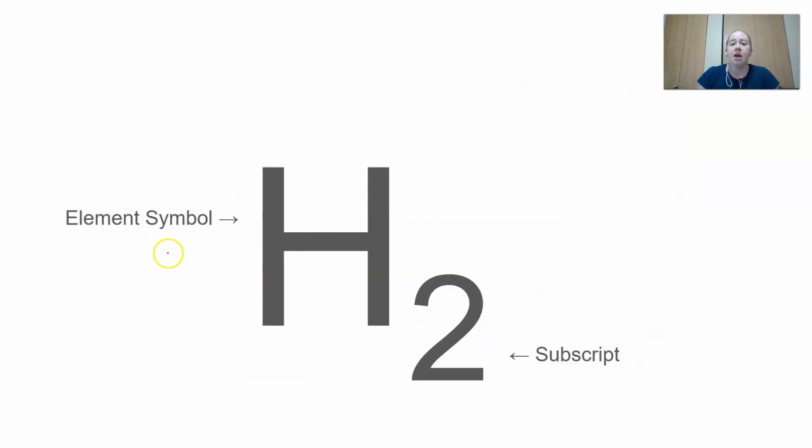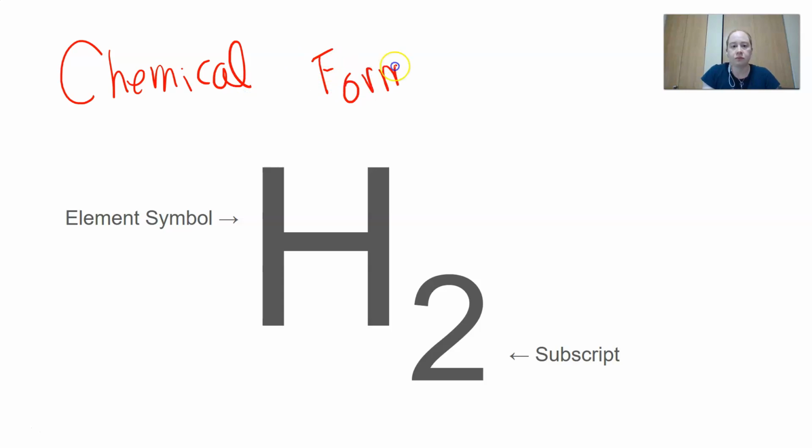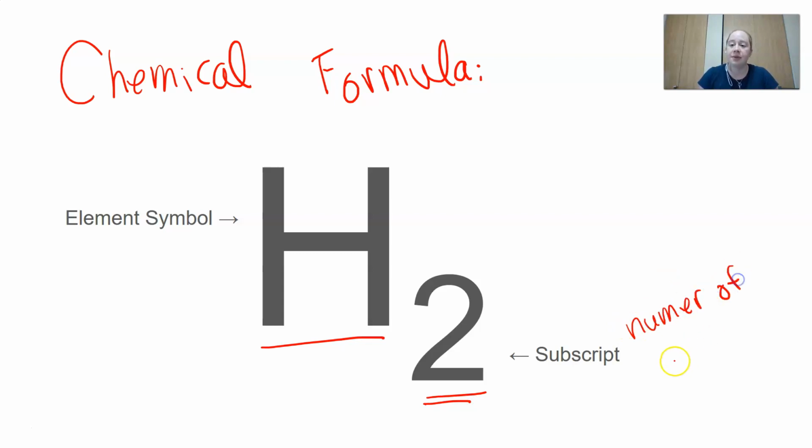All right, a chemical formula has two parts. It has the element symbol, and that comes from the periodic table, and it has a subscript. And the subscript represents the number of atoms of the previous element.